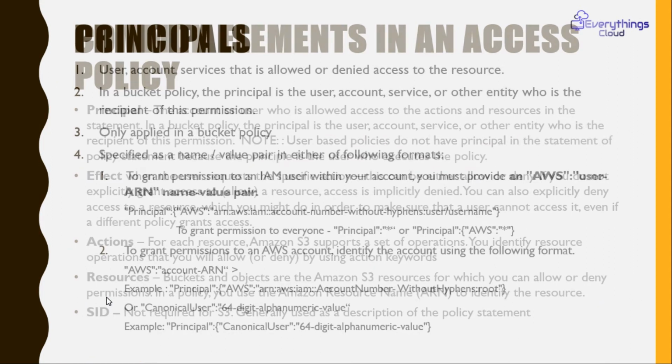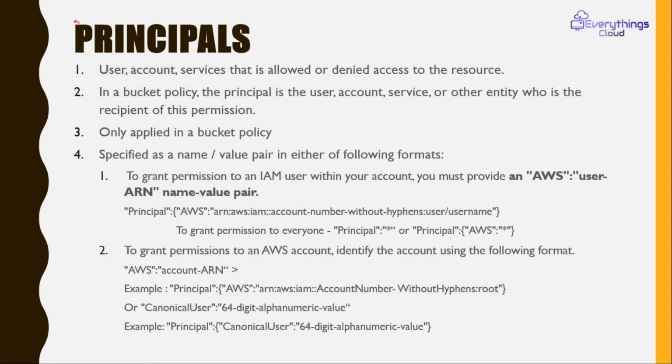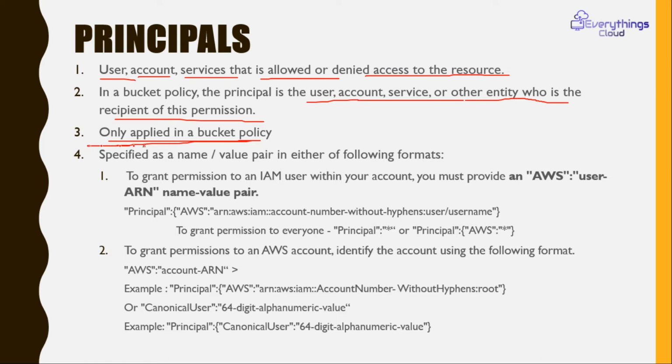Okay, how does the principal work? Principal can be a user, account, or service that is allowed or denied access to the resource. In a bucket, principal is the user, account, service, or any entity who is the recipient of the permission. It is the same definition which I have explained in the previous slide. It always works on a bucket policy. It has key value pairs.